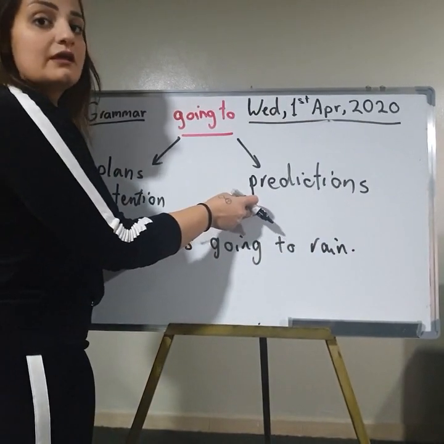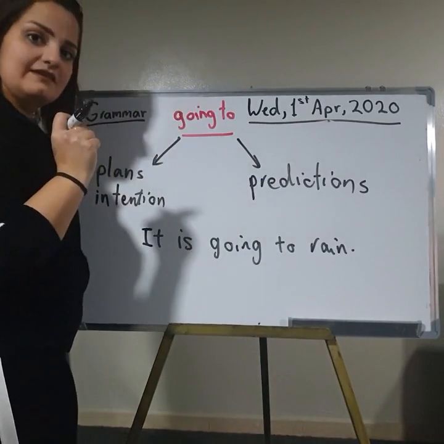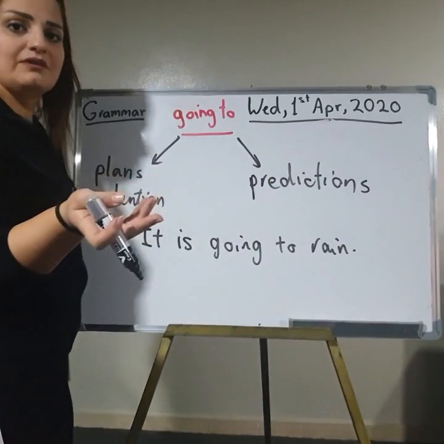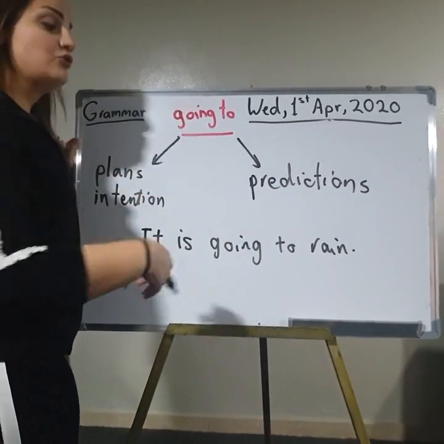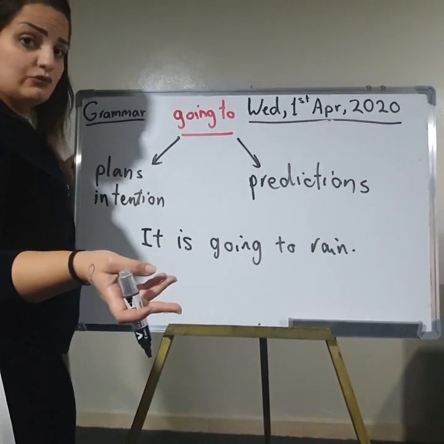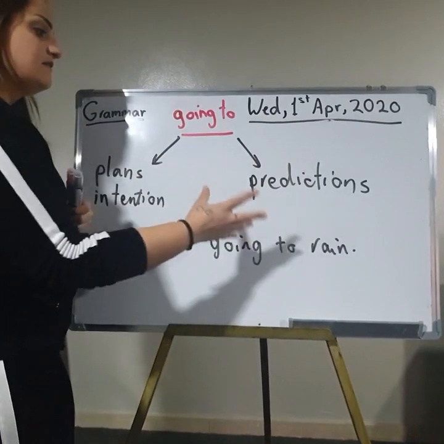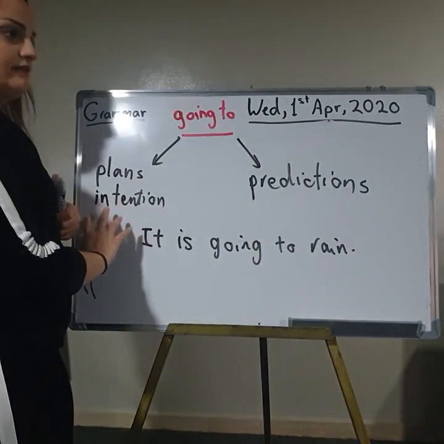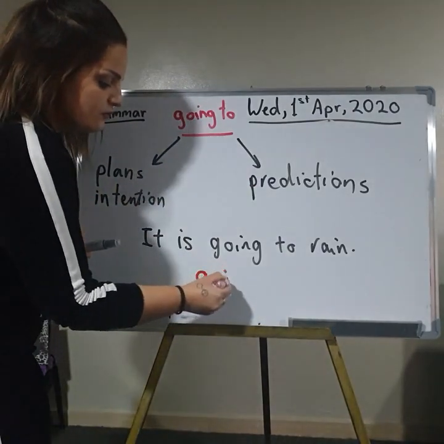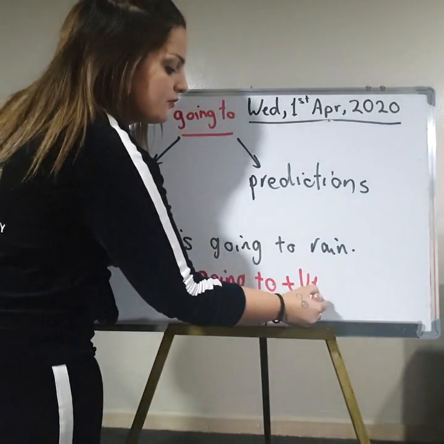So you are making predictions according to something you can see in front of you. This thing might happen and might not happen in the future, okay? So you predict it. It might come true in the future, or it won't, okay? It's not different from plans and intentions. It's the same form. I also use going to, okay, with verb 1.